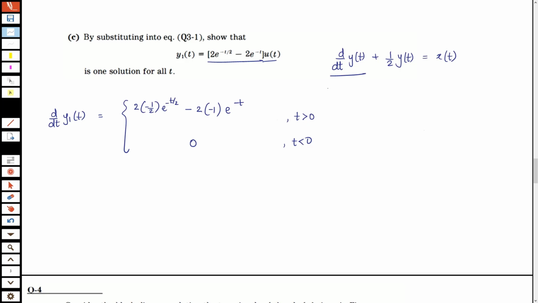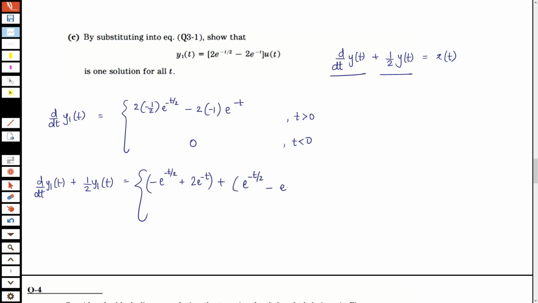This is just the first term. If we added the second term as well, that means we're saying d by dt of y1(t) plus half y1(t). Now, half of y1(t) means this one is going to cancel both these terms, and we will simply be left with, first, I'll write the first part. So that becomes this, right? And the second part simply becomes e to the power minus t by 2 minus e to the power minus t. This is for t greater than 0.